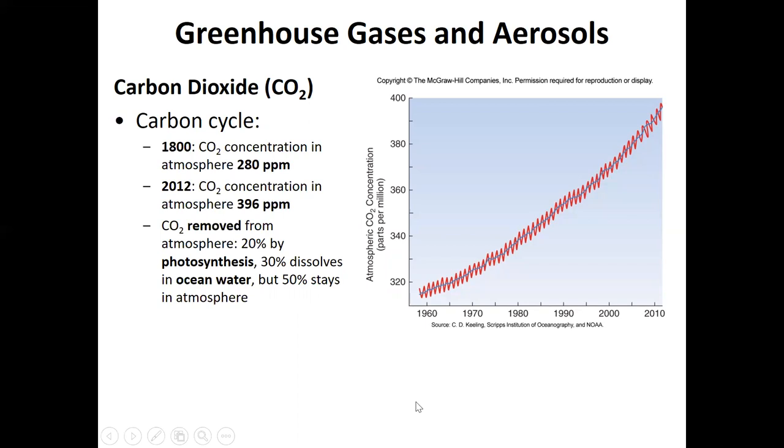And so you can see in 1800, CO2 concentration in the atmosphere was 280 parts per million. In 2012, it was 396 parts per million. And of the CO2 removed from the atmosphere, 20% is removed by photosynthesis, 30% dissolves into the ocean, but 50% stays in the atmosphere. So 50% of our emissions stays in the atmosphere. You can see this is the atmospheric concentration of carbon. You can see it's a steady increase up until 2010.